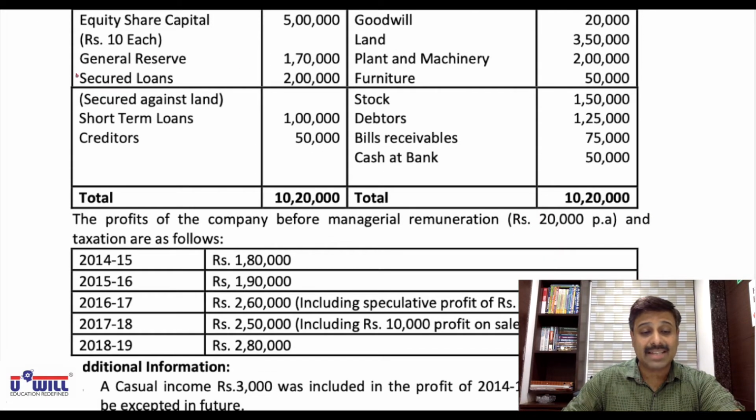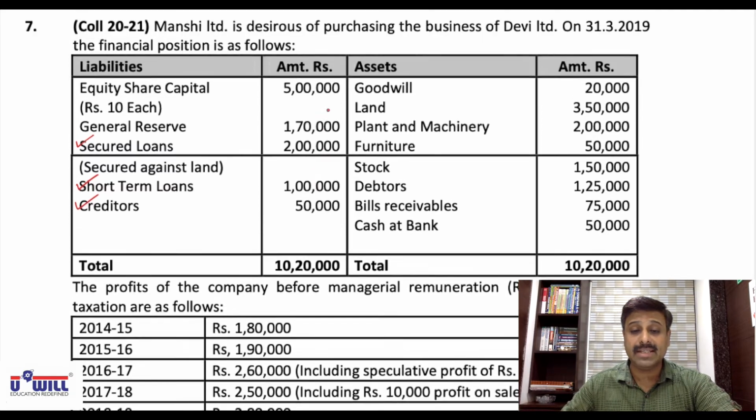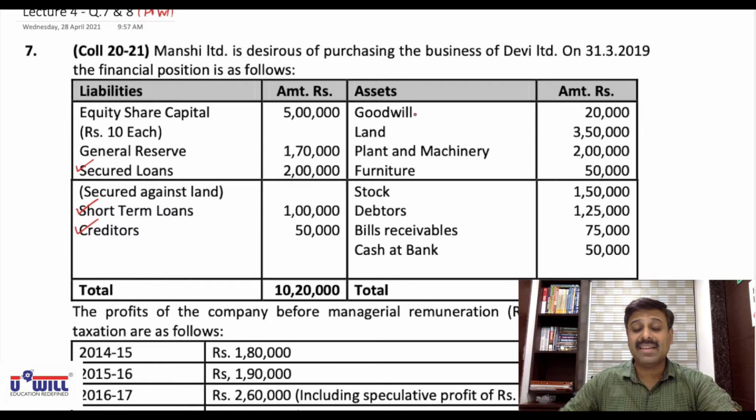Secured loan is an external liability, so that will be subtracted. Secured against land is the adjustment or disclosure given in bracket. Short-term loan is an external liability, it will be subtracted. Creditors are external liability, it will be subtracted. Goodwill itself is not included in the valuation of goodwill.